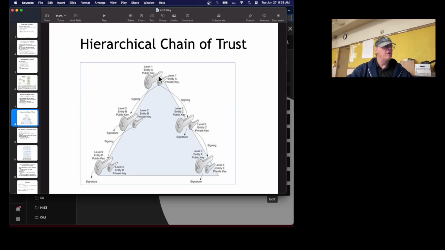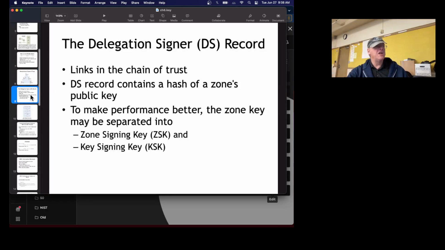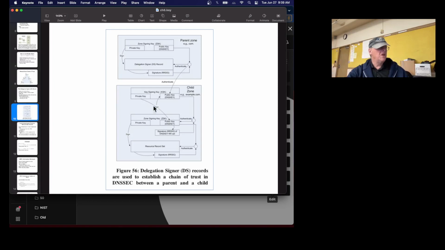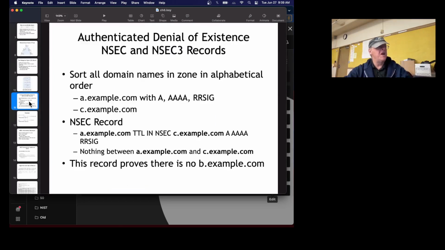Up at the root, you have a public-private key pair, and you sign the next level down, like top-level domains, and they sign the individual companies, like ccsf.edu, and you have a chain of trust back to the root. So if the root is not tampered with, then it is possible to verify with great confidence that everybody is correctly identified. The delegation signer record is the links in this chain of trust. There's a diagram of how it's built, but I think all we need here is the main idea. And I mentioned authenticated denial of existence.